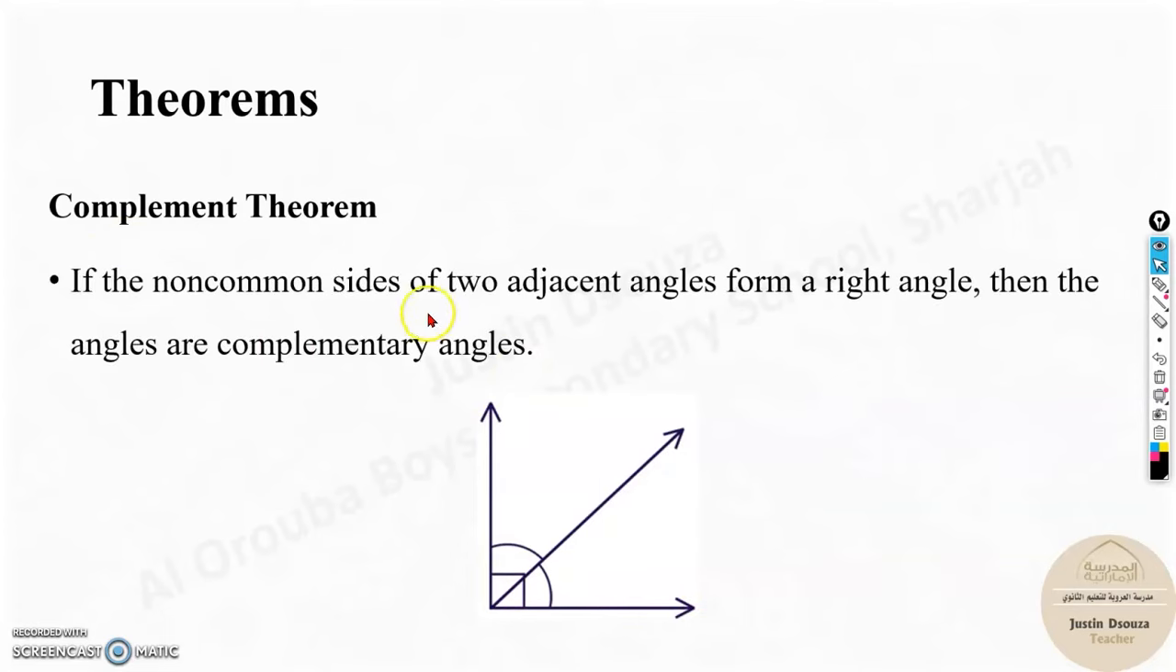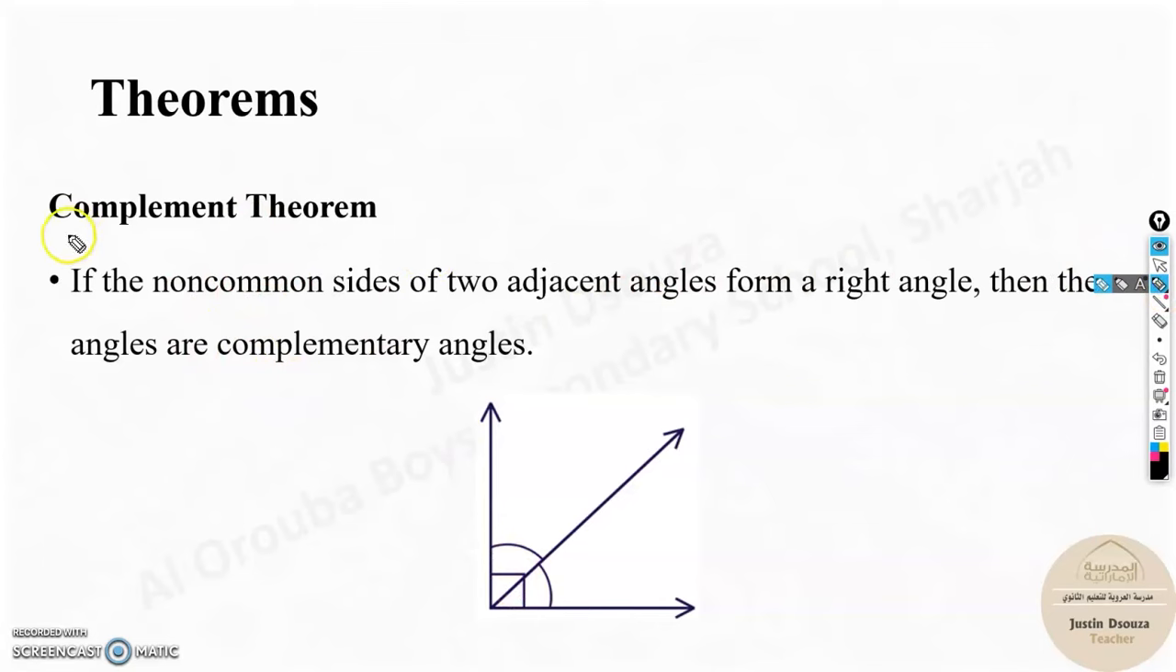Now the complement theorem. If the non-common sides of two adjacent angles form a right angle, then the angles are complementary angles. If at all you get the sum of two angles as 90, they'll be complementary. Always remember, complement is something right. So a right angle is 90 degrees. It's up to you, you can remember it anyhow, but I'll just tell it again.